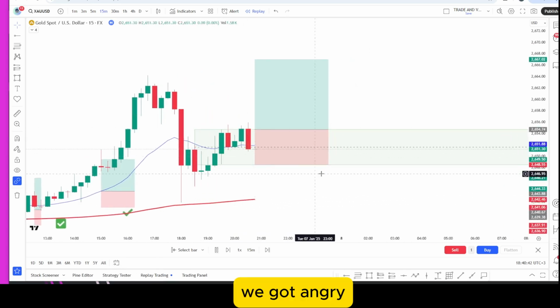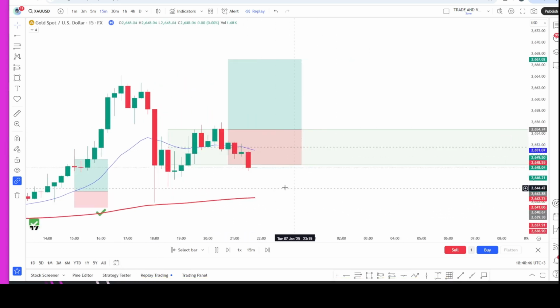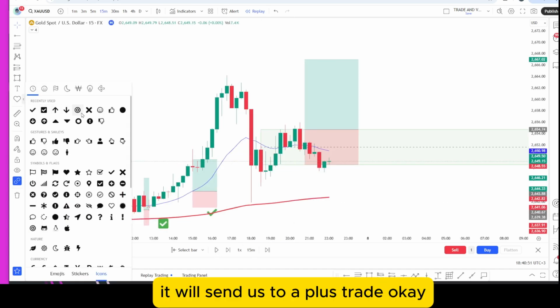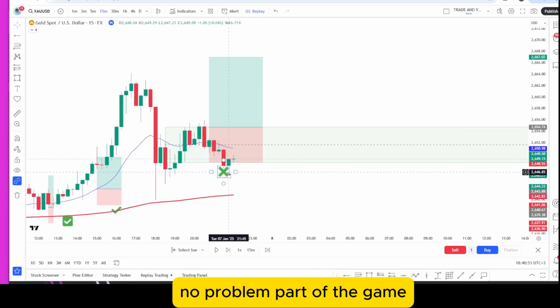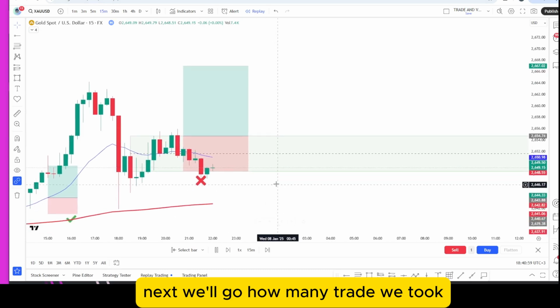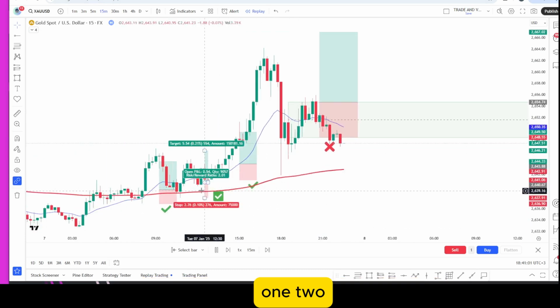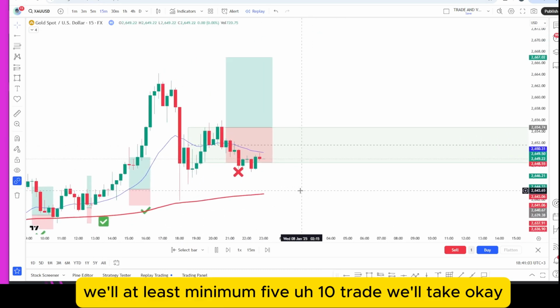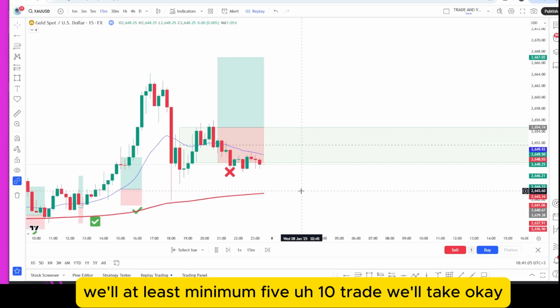We got the entry, it didn't hit the target, but yes, it hit the stop loss. It was a stop loss trade. Okay, no problem, part of the game. Next we'll check how many trades we took: 1, 2, 3, 4. We will take a minimum of 10 trades.